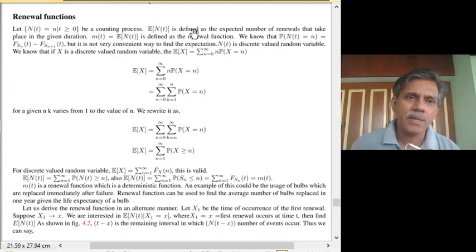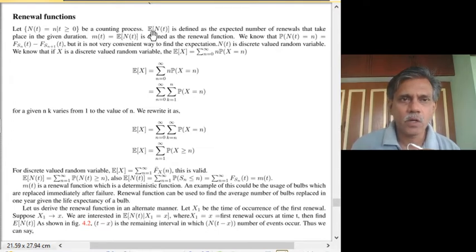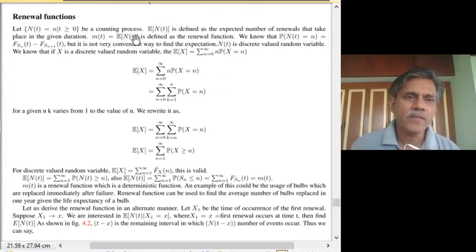At any given time t, N(t) denotes the number of renewals that have occurred till that time. And if we take the expectation of that, which is denoted as E of N(t), that will give you the expected number of renewals that would have occurred in the time duration 0 to t. We call this the renewal function. We will give a notation m(t) to stand for the renewal function defined at a time t. It is nothing but the expectation of N(t).